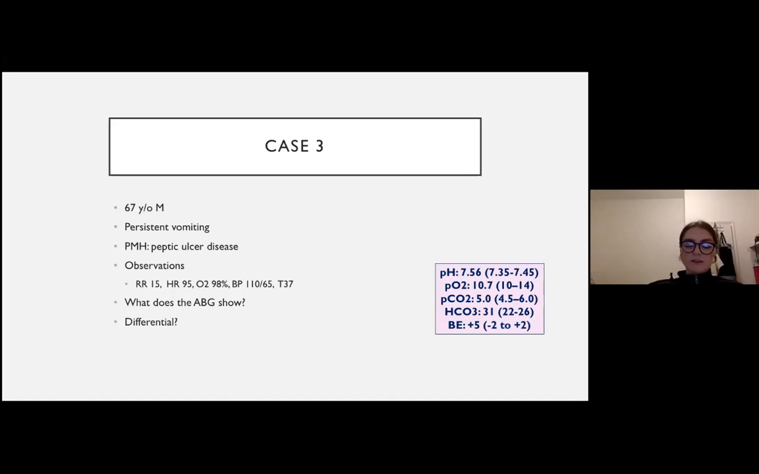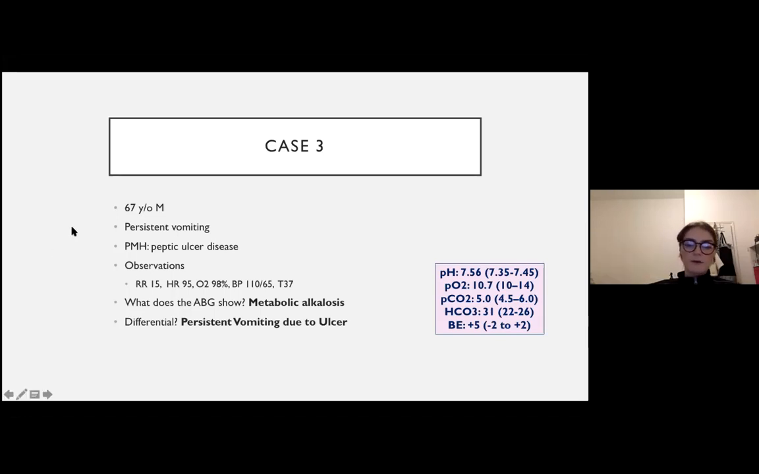There isn't really a differential in this case. Persistent vomiting causes metabolic alkalosis. So it's probably due to the fact they've got an ulcer and it might have ruptured or perforated, or they've just got a significant GORD as a result, or gastritis. So it's just, yeah, metabolic alkalosis due to persistent vomiting.